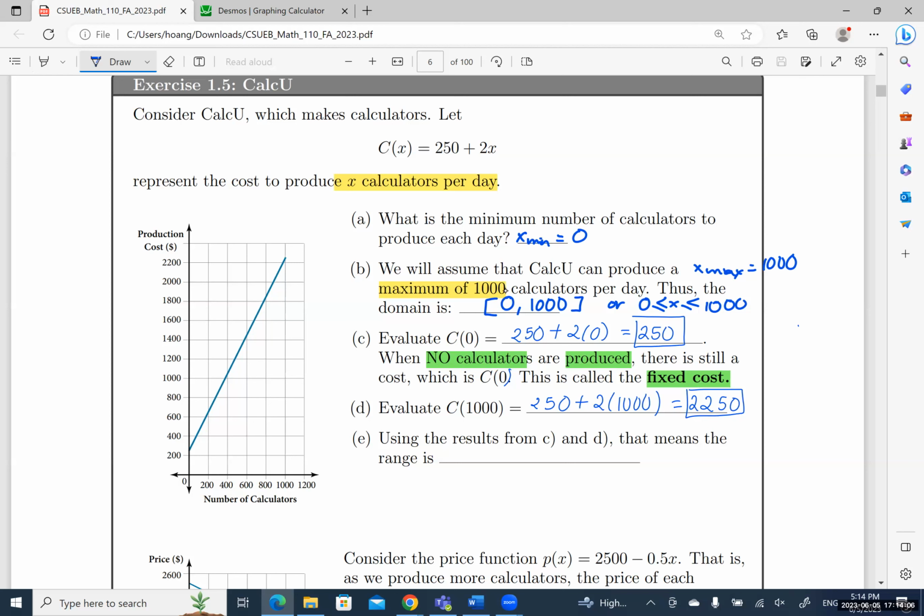Okay, so now using the results from C and D, what is the range going to be? The range is the value of C of x, which is in between from where to where. Let's go ahead and put it. In this case, we have 250 to 2,250.